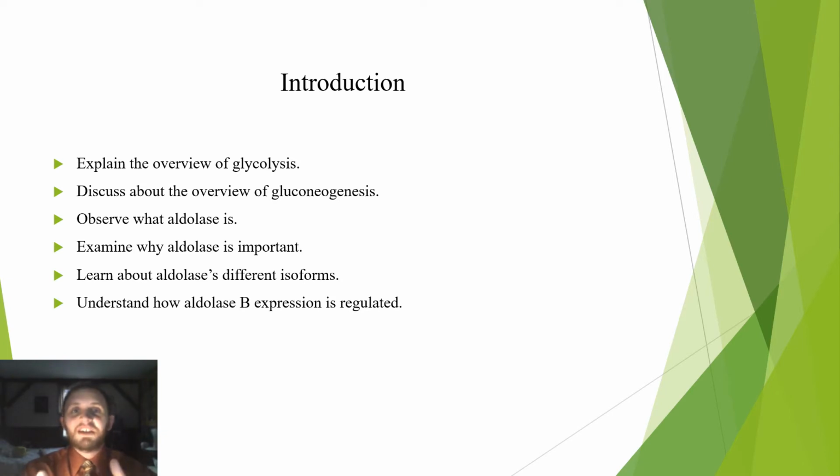So in this presentation, I will be going over the glycolysis pathway and the steps, which I'll be going through real quick. Along with that, I'll be talking about the gluconeogenesis pathway and its steps, and explain to you what the enzyme Aldolase is and why it's important for these two pathways. And I'll be talking about the different isoforms which Aldolase has, and then finally focus specifically on the expression regulation of Aldolase B.